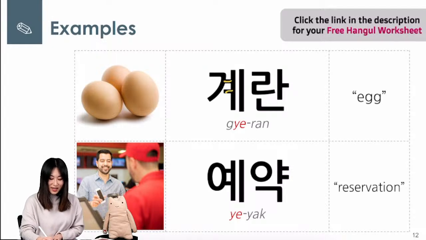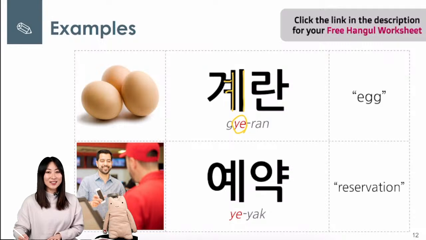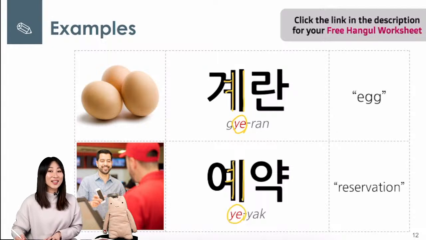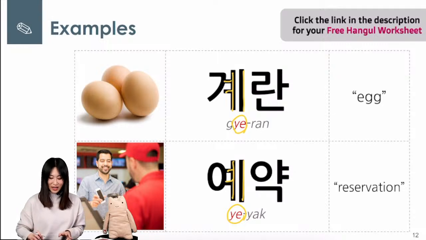So here's an example. It is 계란, egg. Another example is this. 예약, reservation.